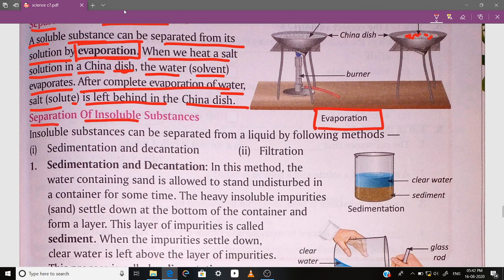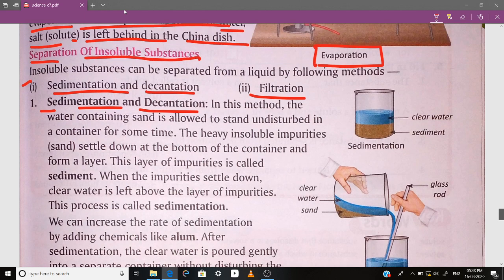Now, separation of insoluble substances. If there is a mixture of insoluble substances, for example water and sand, because sand does not dissolve in water, how can we separate water and sand? There are two methods. Number one, sedimentation and decantation, and number two, filtration. Now what is sedimentation and decantation?